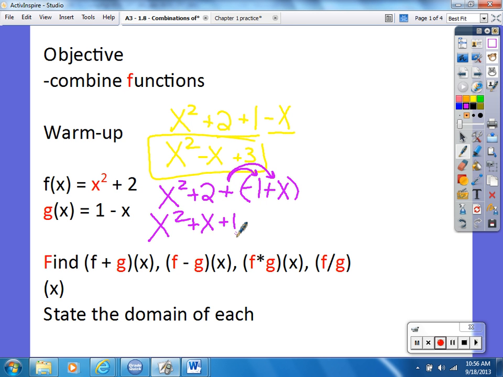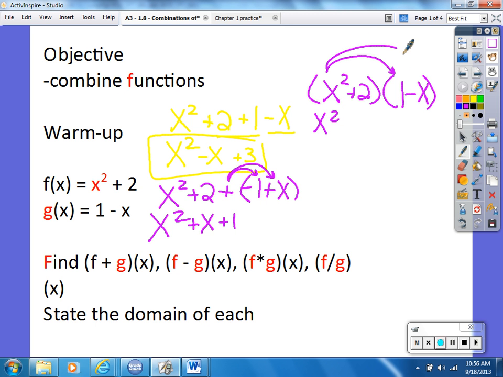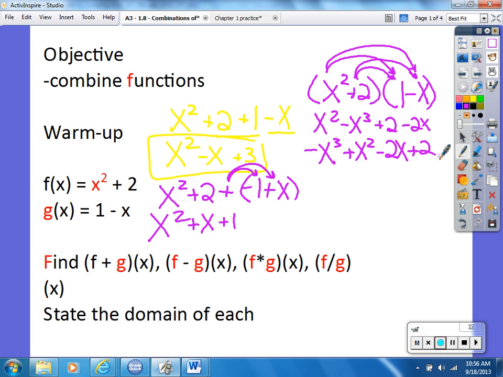Now let's do f times g. x squared plus 2, 1 minus x. So I'm going to FOIL this together. x squared, negative x cubed, plus 2, minus 2x. And then I'm going to combine my like terms. So I've got negative x cubed plus x squared minus 2x plus 2.